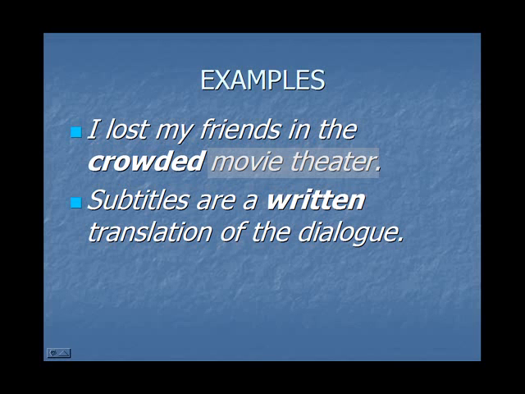It's describing the condition of the theater, and it has that passive meaning. The movie theater is not doing anything, it's not performing an action. In fact, people are coming into it, so you could say it's receiving an action. Something is being done to the theater. And in the second example, subtitles are a written translation of the dialogue. Translation is being described, and translation is not performing any action. Something happened to the translation. Somebody wrote it. Somebody made it. So we can describe it as a written translation.